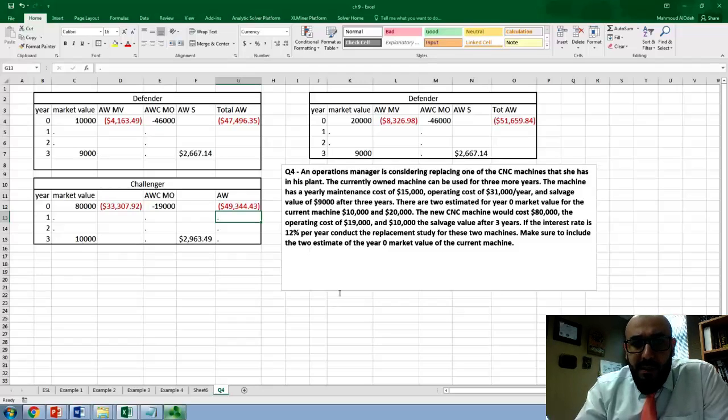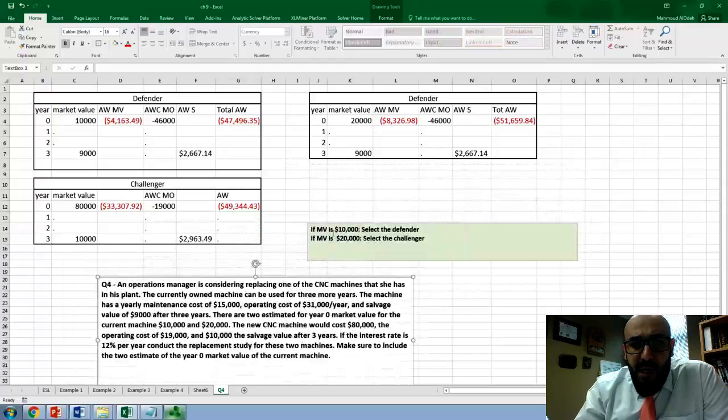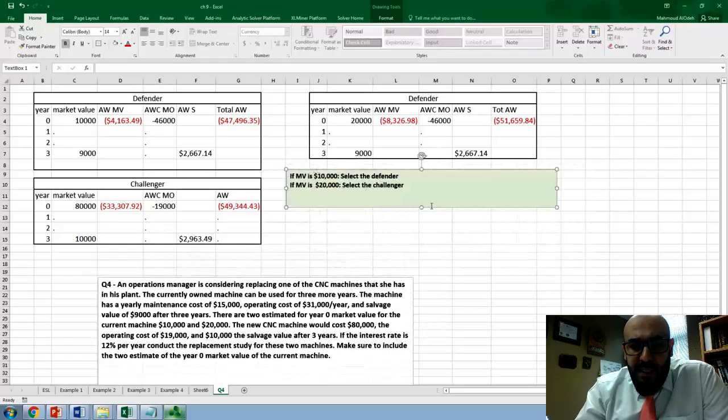Okay, so what's the conclusion for this question? The conclusion would be as follows. If the market value is 10,000, select the Defender. If the market value is 20,000, select the Challenger.